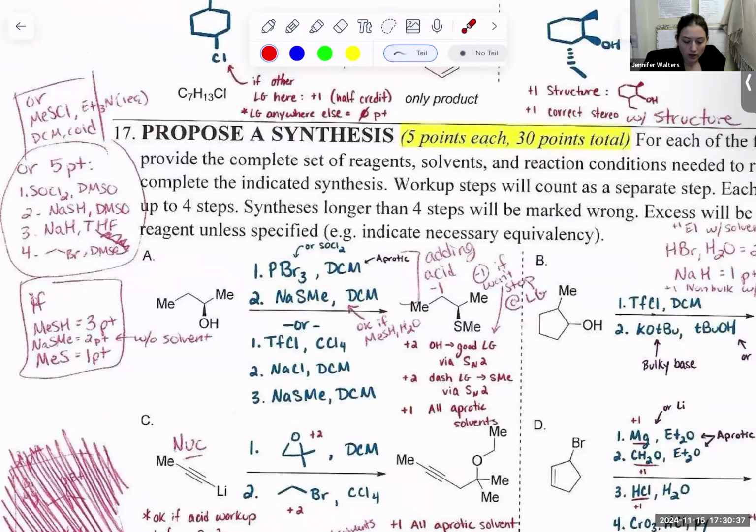If you did reaction conditions that didn't stop at having the correct leaving group, then you received half credit for that first component. So if you're adding acid, that's what gave you that half credit, the -1. And then if you're recognizing that leaving group going to the sulfur, basically, you know you have to do SN2 with the sulfur, that got you 2 points. And then as long as you had all aprotic solvents, that got you 1 point.